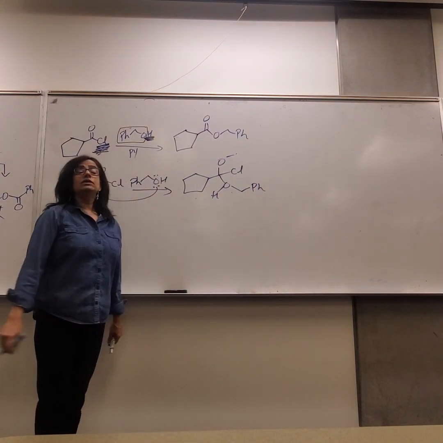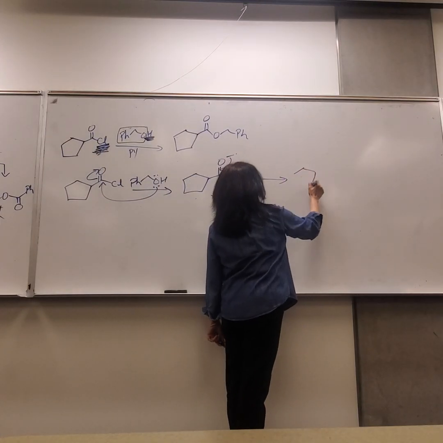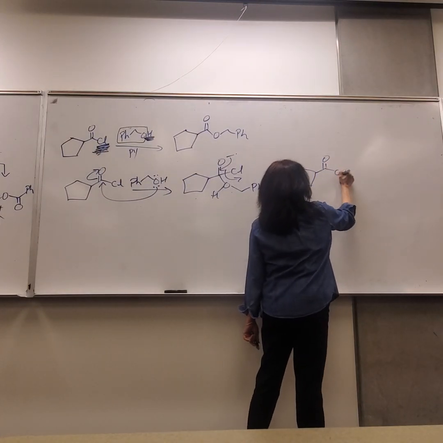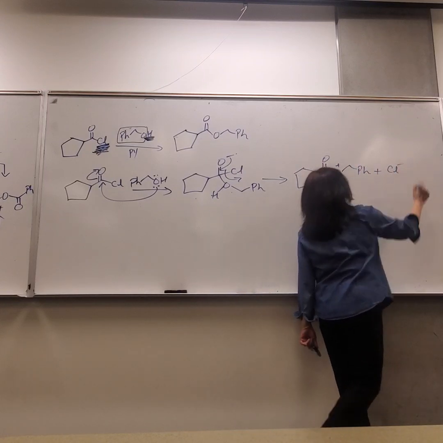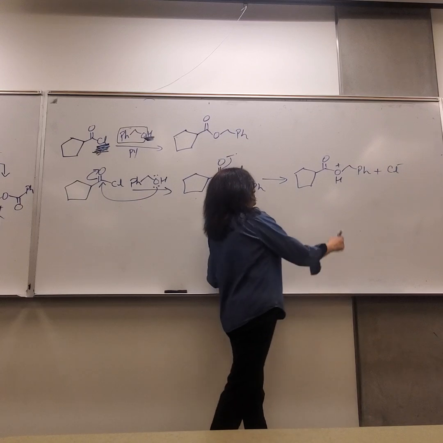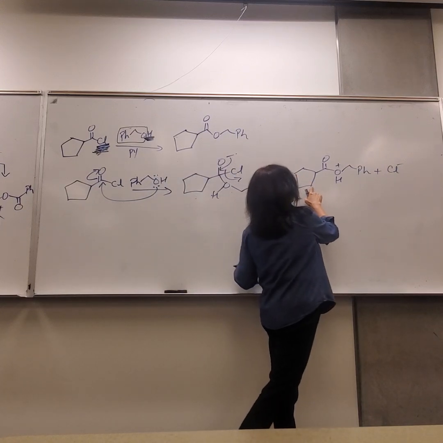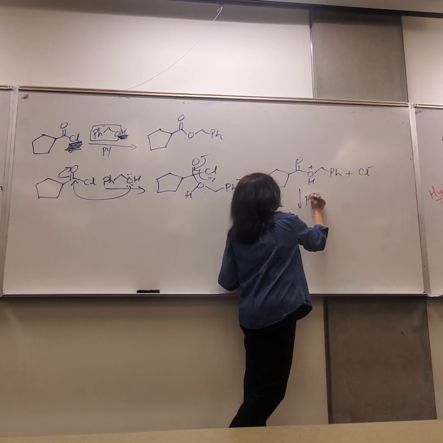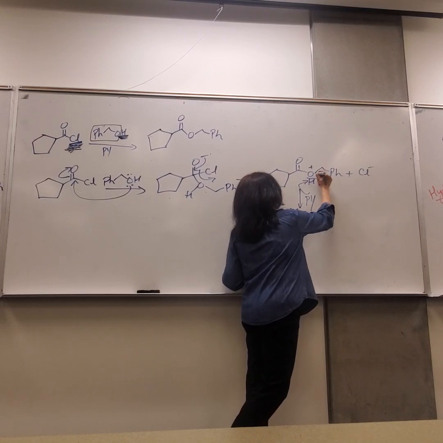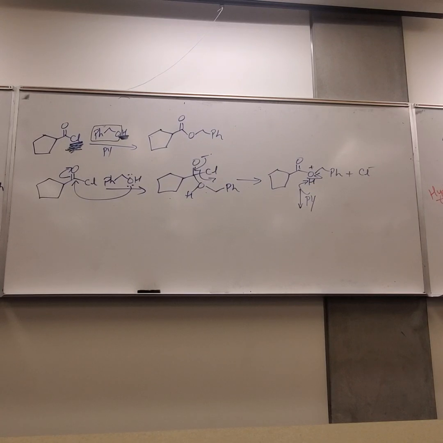What will the tetrahedral intermediate do? Kick out the leaving group. What will this do? React with the what? React with pyridine. To do what? That's it. Exactly. Everybody okay?